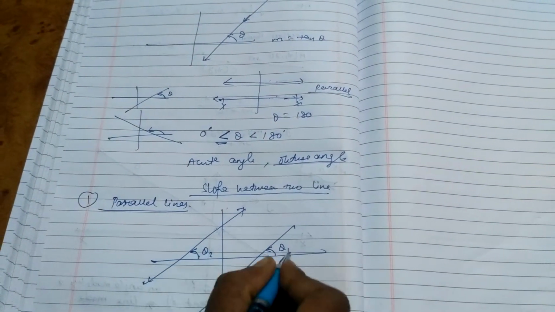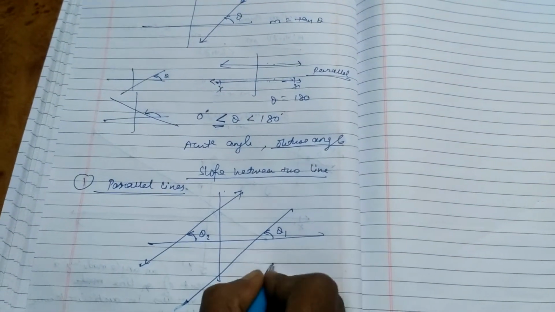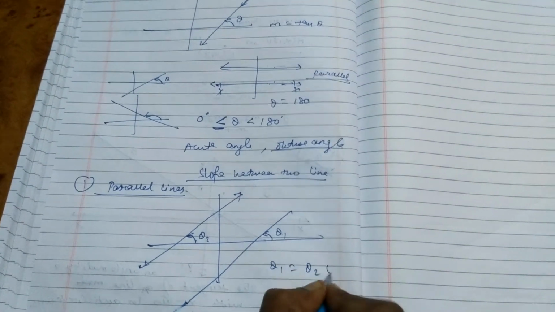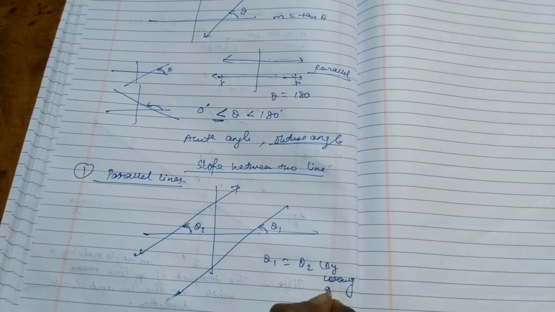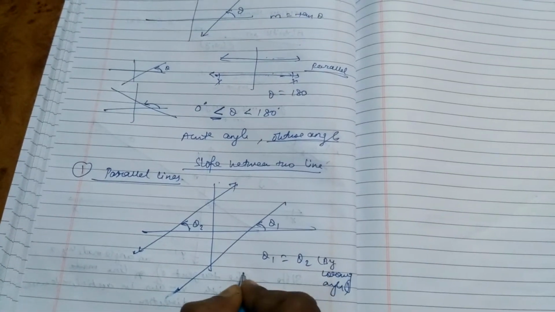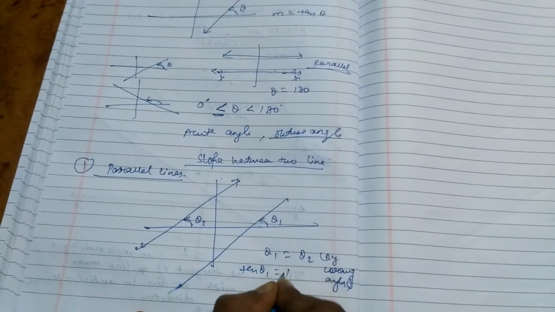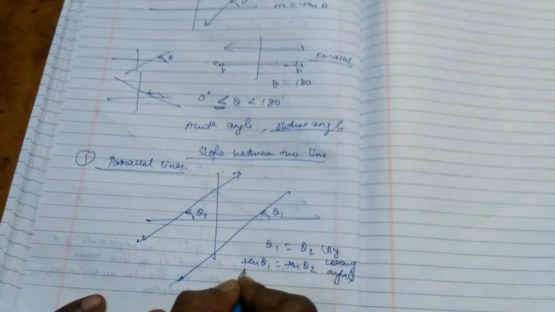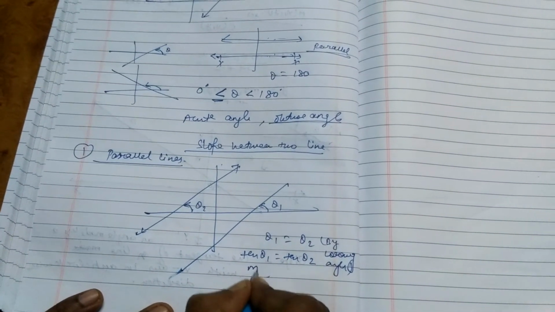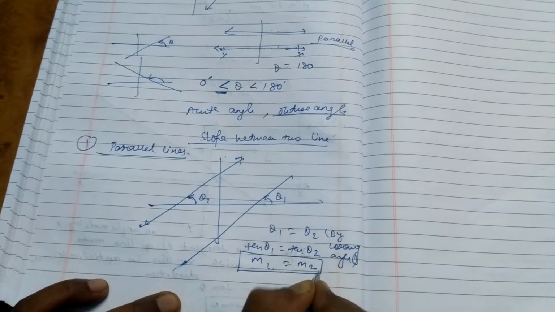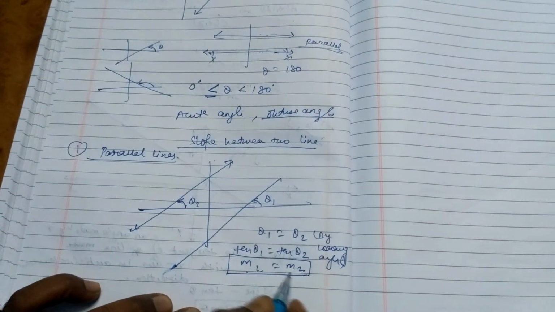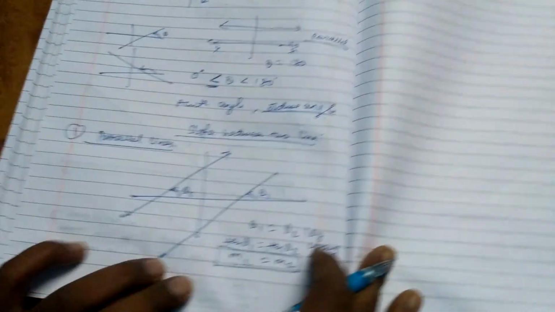If these are parallel, these two angles should be equal by corresponding angles. So we can say theta 1 equals theta 2 by corresponding angles. So tan theta 1 is equal to tan theta 2. It means tan of both the angles are equal, so slope is also equal: m1 equals m2. We have to remember that when two lines are parallel, their slopes must be equal. Whenever the slopes are equal, the lines must be parallel.